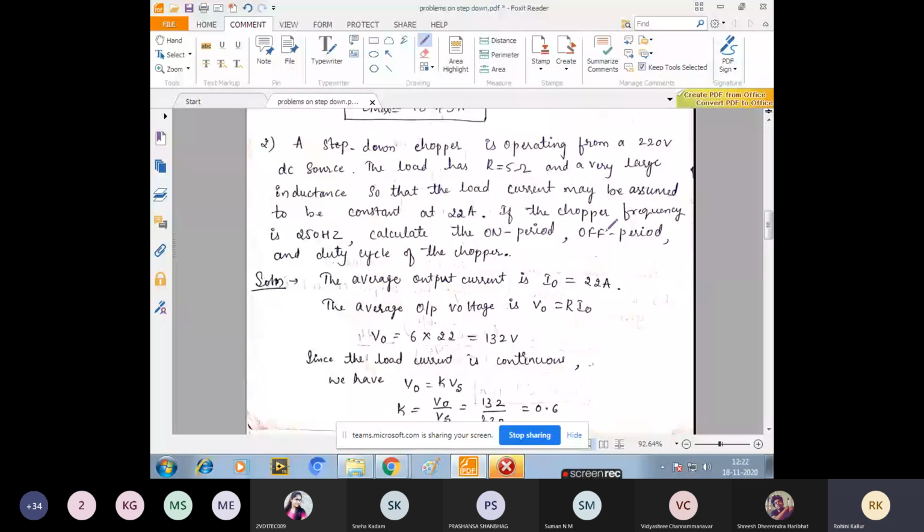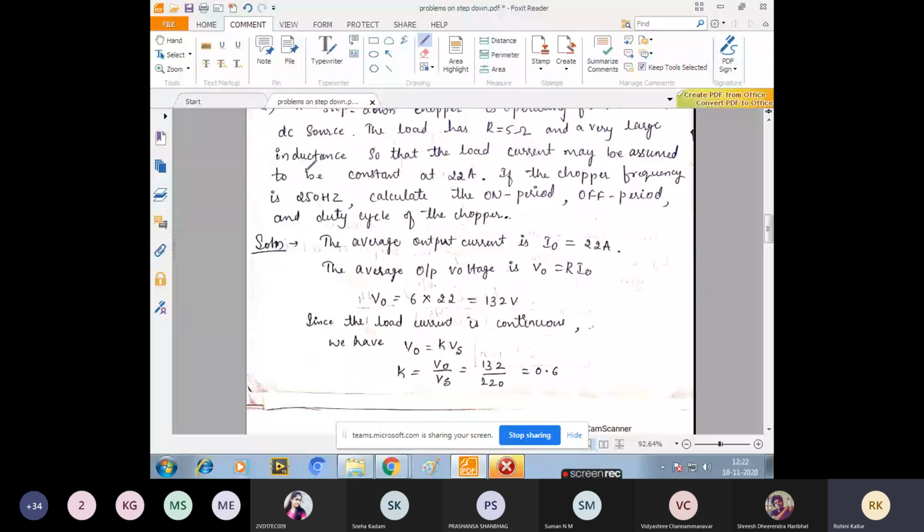Okay, so what all we have is I naught, that is the average output current. So from that we will calculate what is average output voltage and then we will calculate what is the duty cycle and then T on and T off as we know. Okay, first one is the average output current I naught, which is equal to 22 amps. Now I know what is average output voltage, which is V is equal to R into I. So V naught is equal to R into I naught. I know what is the value of resistor R. So it will be R into I naught. I'll multiply this I naught with R.